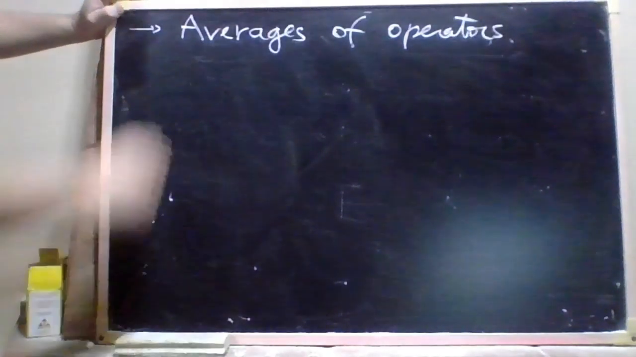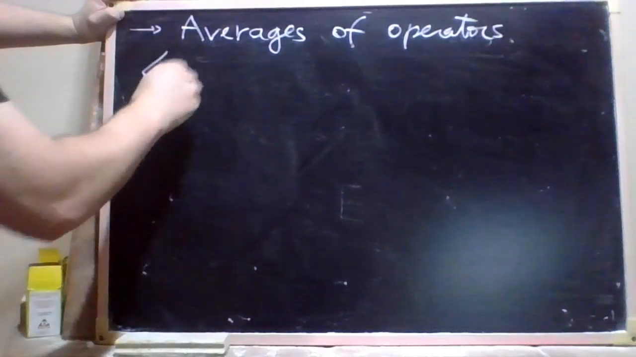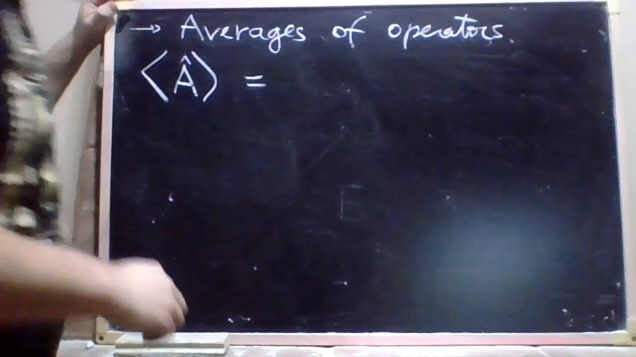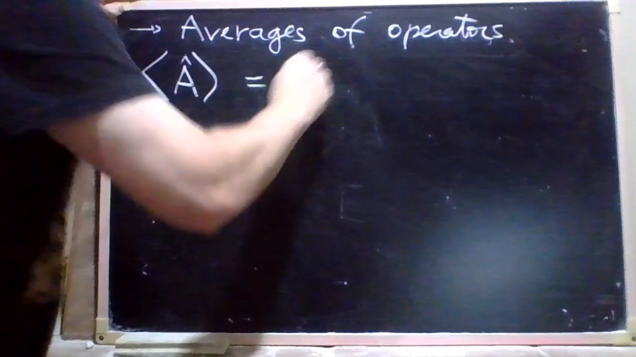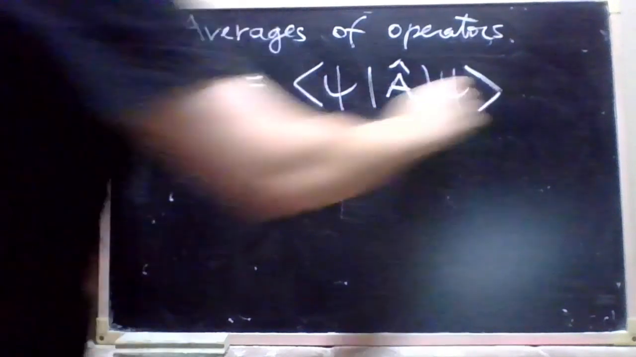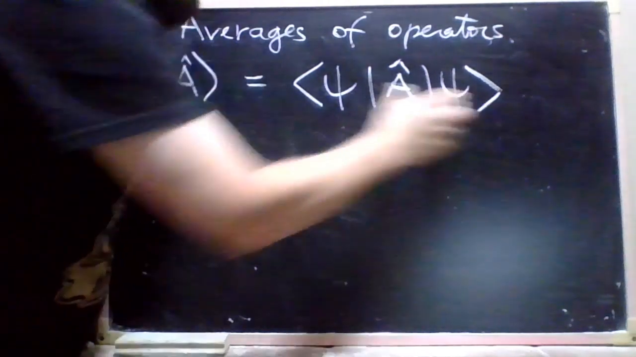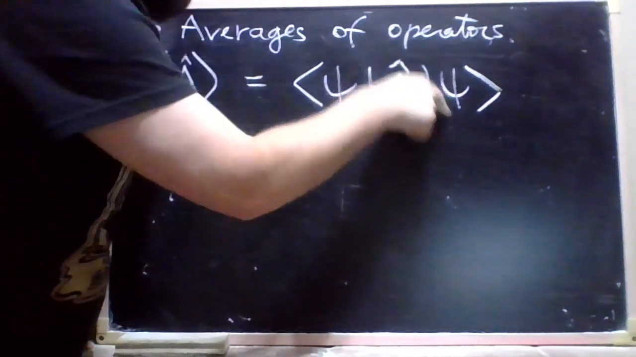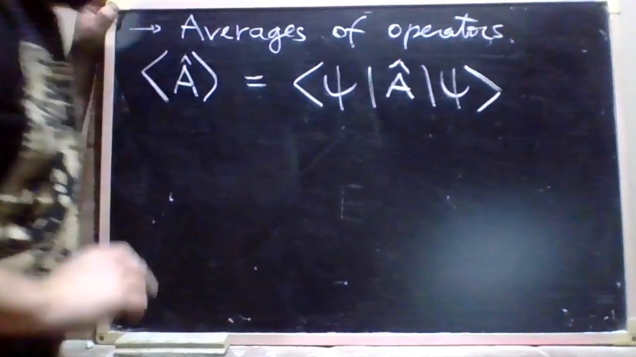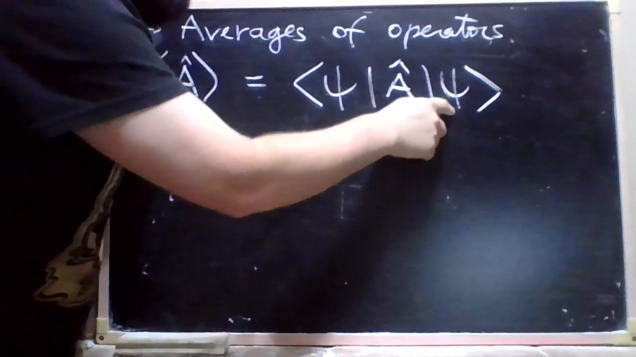Okay, if you have two operators A and B, the average of A given a physical state psi is just this thing here. This is the average of A. Given the physical state, you can apply A to psi and then apply a bra here. This is the average of that operator. It's the average of A given the state psi.